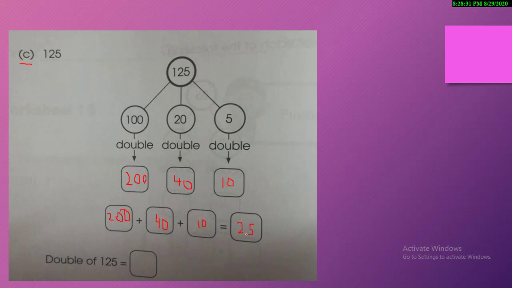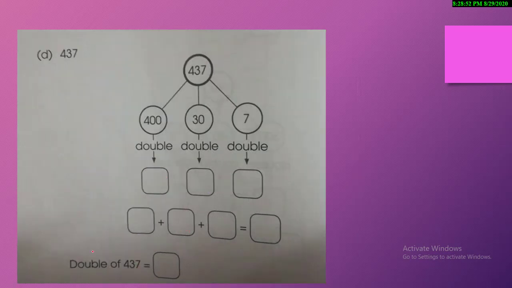250 is our answer. And the second easy way is to just simply add 40 and 10. 40 and 10 make 50. And then when you add it to 200, your answer will be 250. Same answer you will copy over here, that is 250.